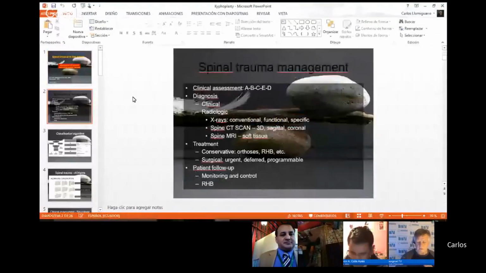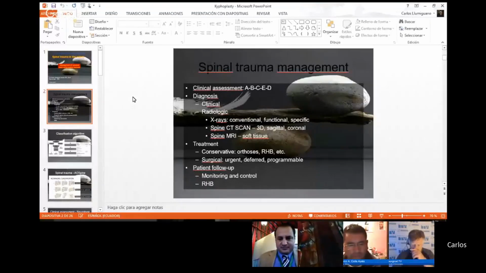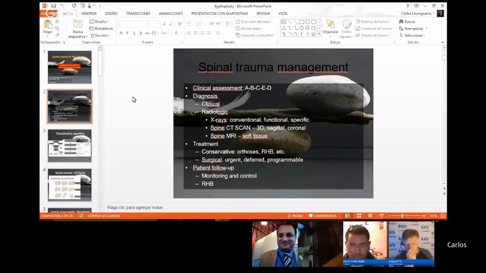In spinal trauma management, we can have a clinical assessment of what kind of neurological deficits or neurological changes the patient has. And we speak about the diagnosis, the clinical evaluation and radiologic assessment, such as the need to do an X-ray, the role of conventional X-ray, functional X-ray, and some specific views. And what about the spine CT, the role of three-dimensional CT and sagittal or coronal views. What about the reading of the spine MRI?